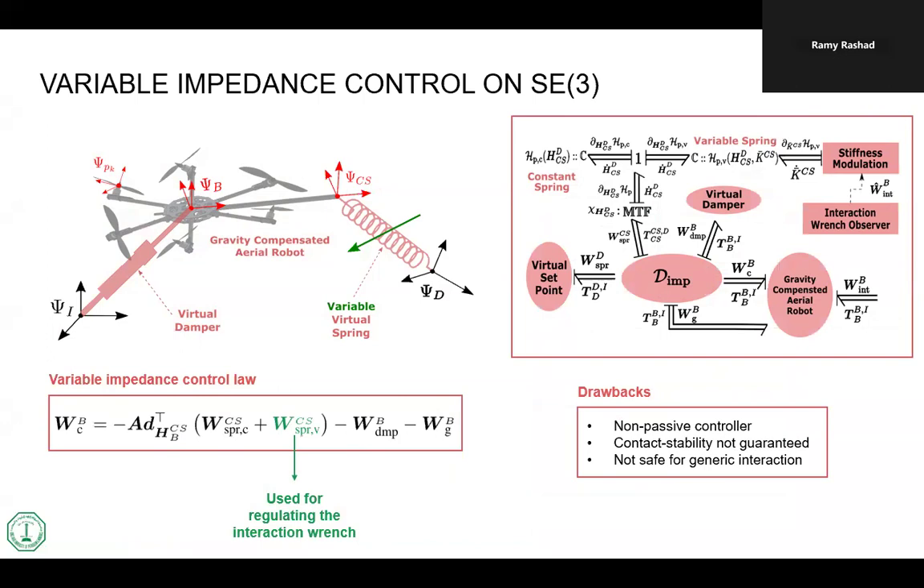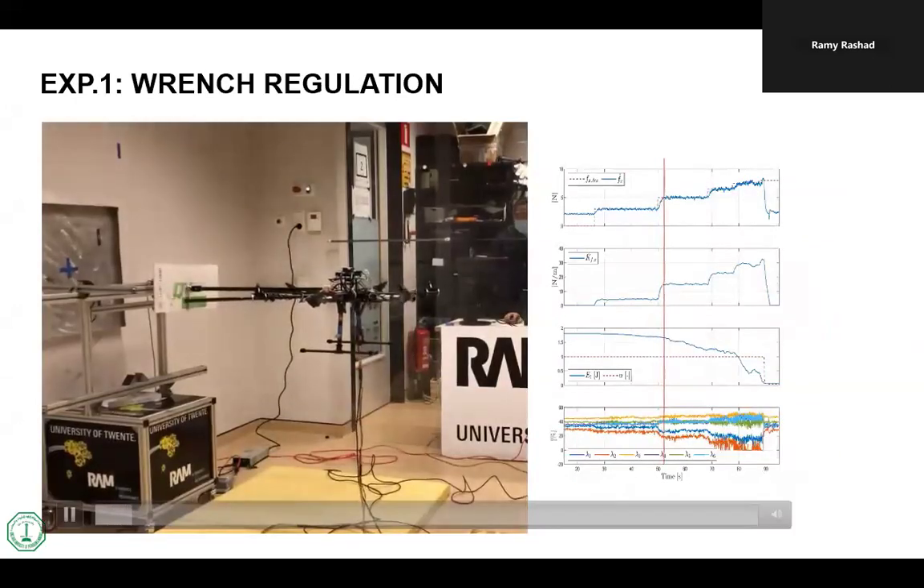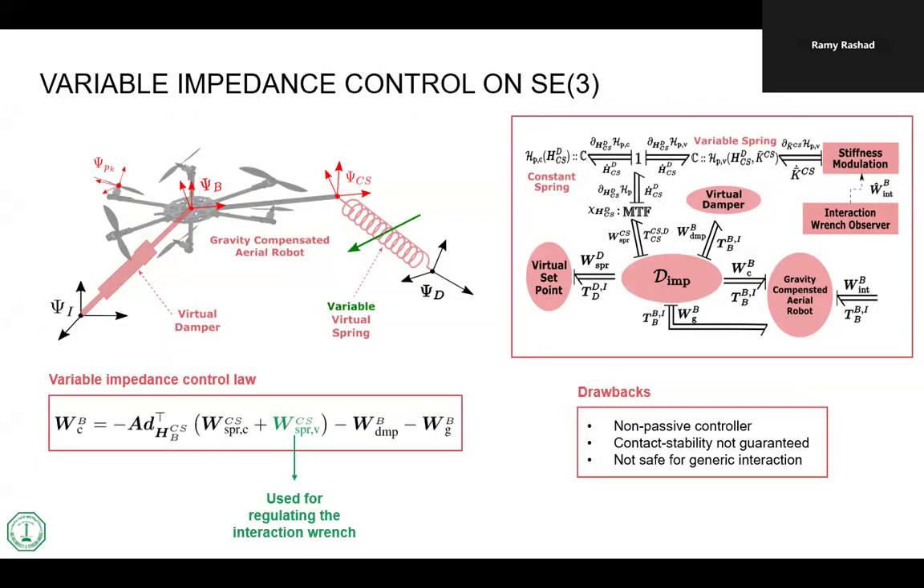So all of these blocks that you see here are actually signal processing. Everything that you see here in circles was a physical system, something that is changing the energy. But the stiffness modulation here is an algorithm that provides the k dot.